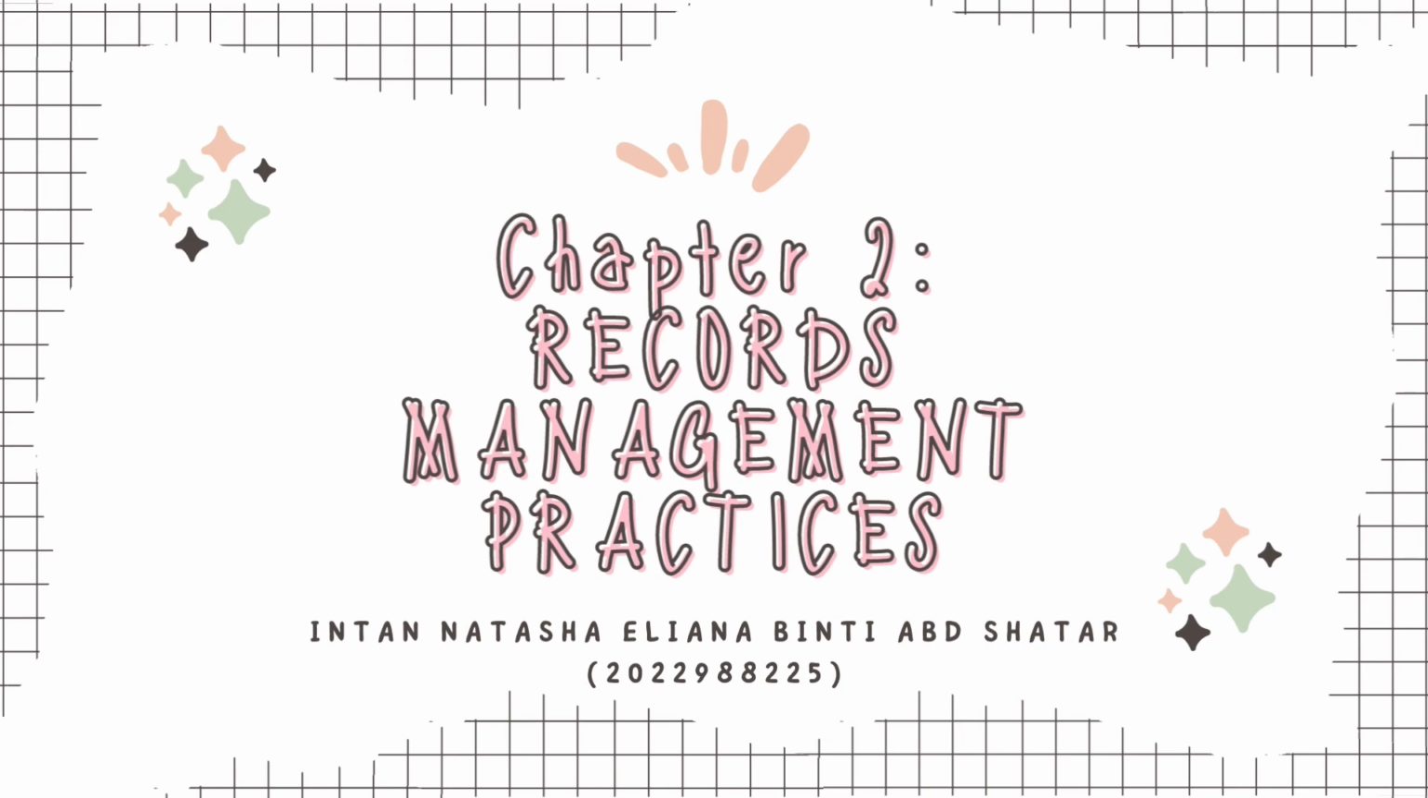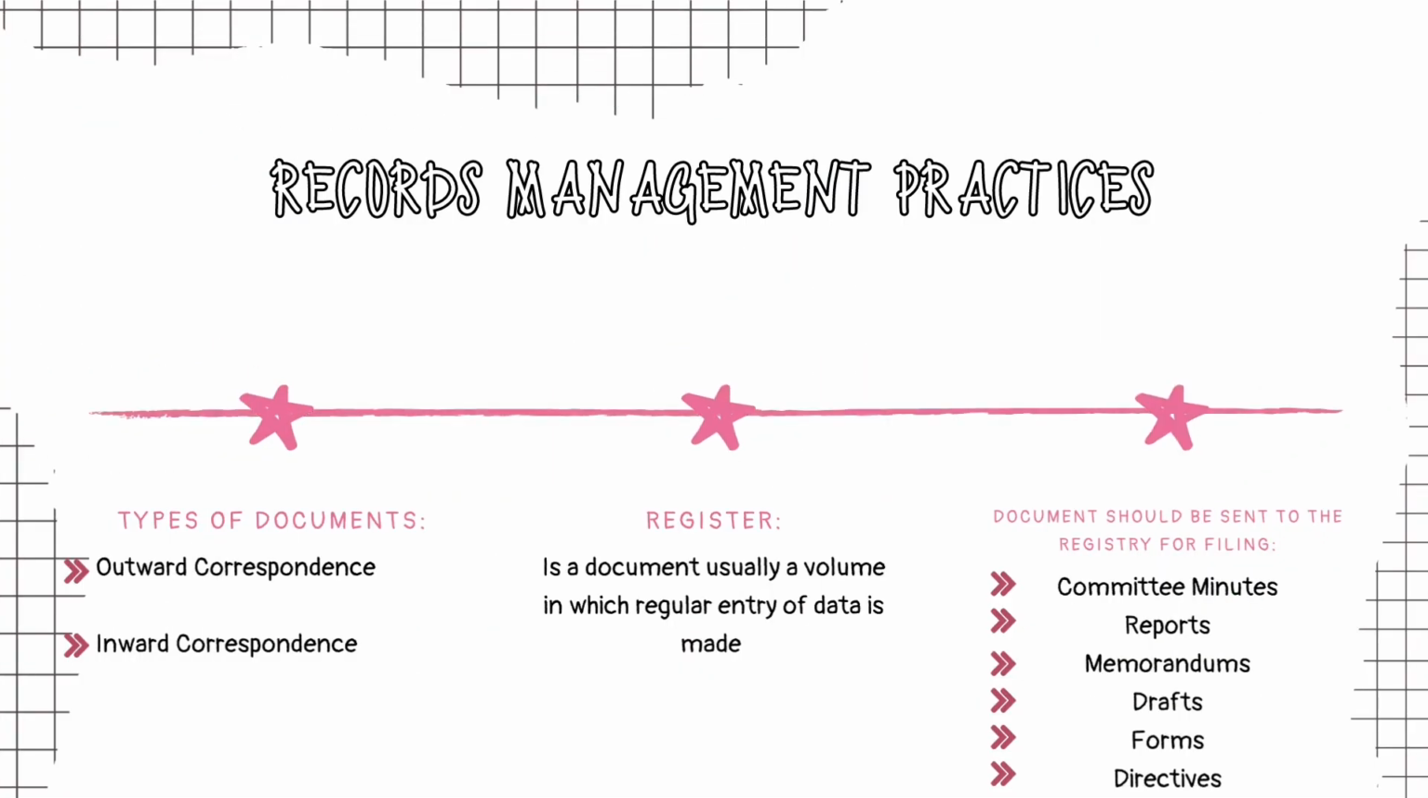As you can see, my topic here is about Chapter 2, Records Management Practices. Let's dig in! Firstly, what is a document? A document is a medium through which information is imprinted for the convenience of one or more persons. There are two types of documents in an organization: inward correspondence and outward correspondence.